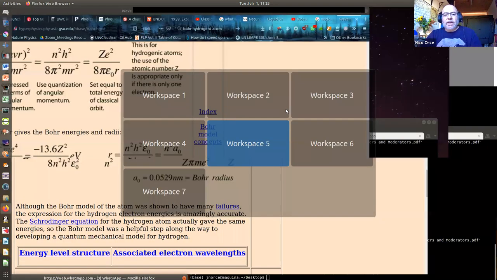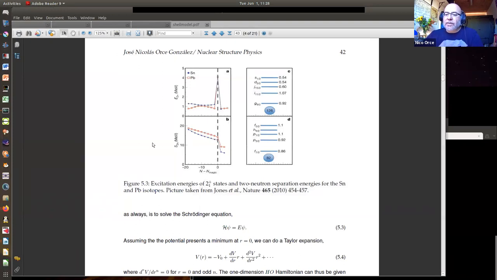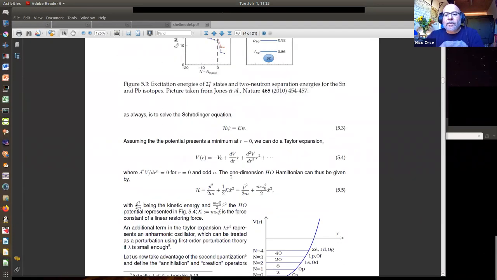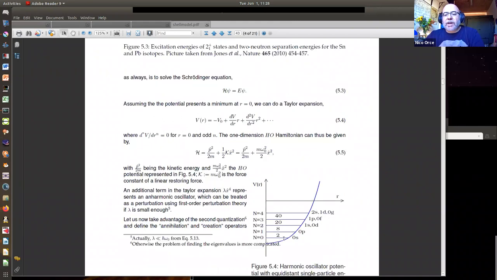But before we do that, let's keep going through the basics. The basics is the Schrödinger equation. We can apply a Taylor expansion because this is a minimum at r equals 0, similar to the potential well, but in this case, this is the harmonic oscillator. Why do we use the harmonic oscillator? It's because mathematically, it's a very tractable potential where we can determine what we're looking for relatively easily, which is only the wave function, right?